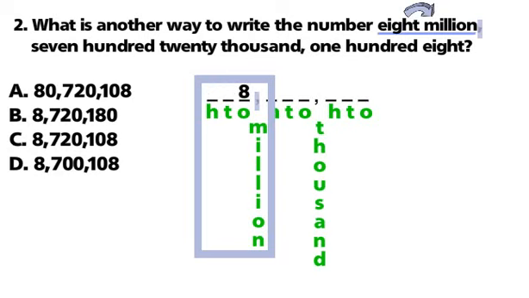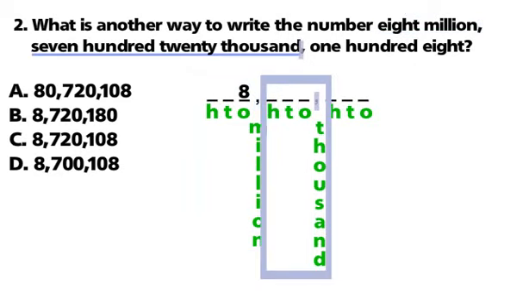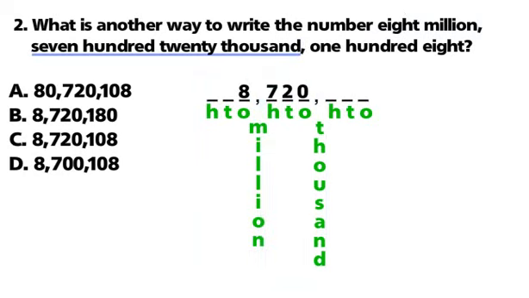The next part of this question says to write 720,000. I'm pausing at the comma again because it's easier to write the numbers in groups or periods. So I will write the number 720 in the thousands place. The last part of our question is asking us to write the number 108.